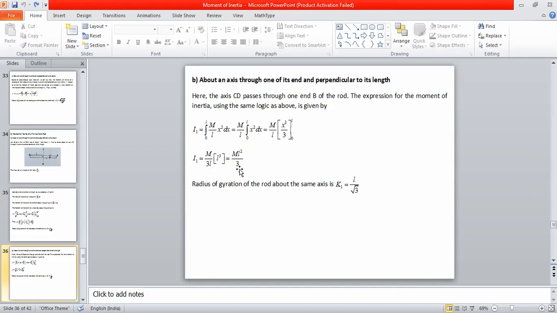So the moment of inertia of a thin uniform rod about an axis passing through one of its ends, and perpendicular to the length, I have written as I1. I1 is given by m L square divided by 3. If it is m L square by 3, the radius of gyration of the rod about the same axis is very simple. It is the square root of L square by 3. Square root of L square is L, square root of 3 is root 3. So the radius of gyration K1 becomes equal to L divided by root 3.